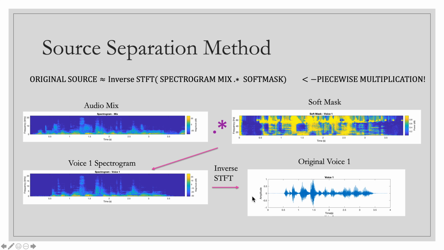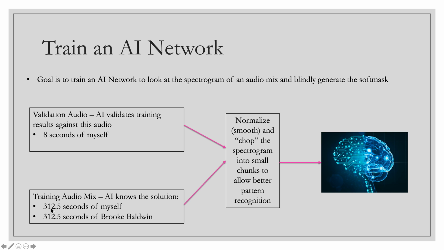Now again, how is an AI network going to detect this? Well, essentially what we're going to train it to do is reconstruct an estimated soft mask. So we're going to do that with about 5 minutes of audio data of myself and a TV anchor. We're going to validate that training against an 8-second audio clip of myself. It's important that we normalize all of that audio data, in other words, smooth it, because AI networks can recognize patterns better in smoother data. We're also going to chop the spectrogram up into small chunks. Again, we do that because it allows for better pattern recognition.